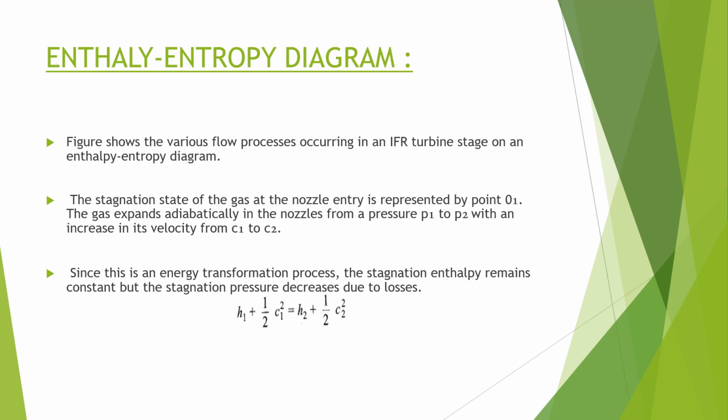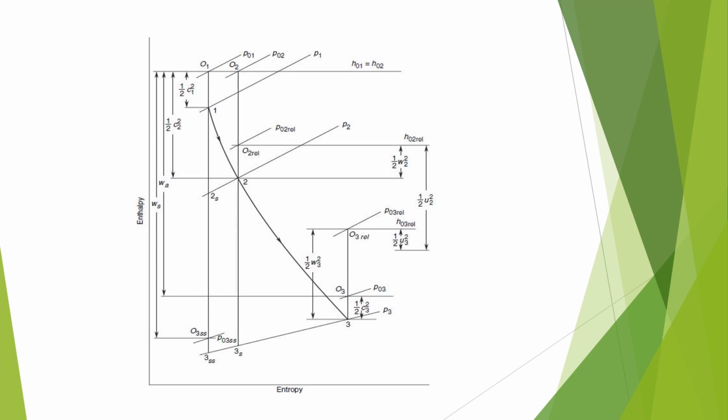The gas expands adiabatically in the nozzles from a pressure P1 to pressure P2 with an increase in its velocity from C1 to C2. Since this is an energy transformation process, the stagnation enthalpy remains constant, but the stagnation pressure decreases due to the losses. The equation is h1 plus half C1 squared is equal to h2 plus half C2 squared.